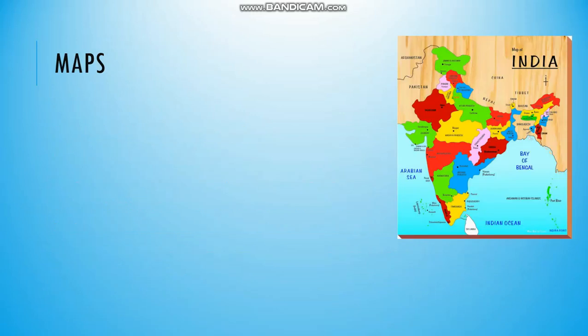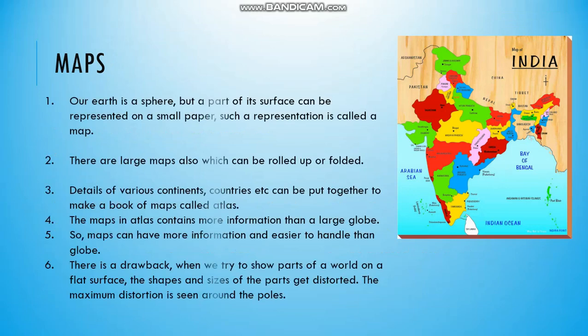Next topic is maps. Our earth is a sphere, everybody knows. It's like a football, but your map is on a paper. It is a flat surface. So our earth is a sphere, but a part of its surface can be represented on a small paper. Such a representation is called map. There are large maps also which can be rolled up or folded. Rolled up like a chart.